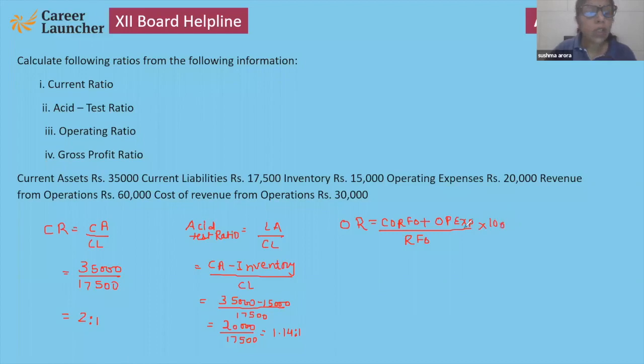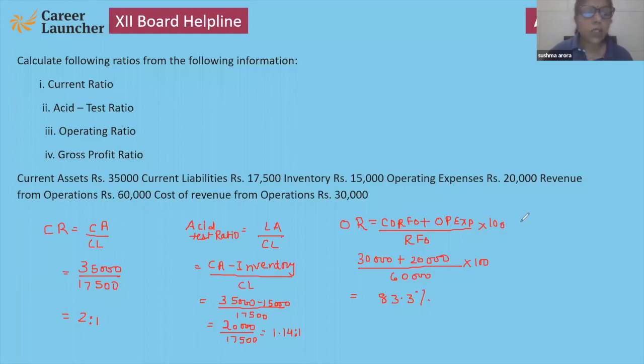So here, CORFO is given 30,000, operating expenses given 20,000, and RFO given 60,000 into 100. So that's what I'm telling you. If you learn the formulas, that topic will become very easy for you. Just put the values and you will come to know that 50,000 upon 60,000, your answer will be 83%.